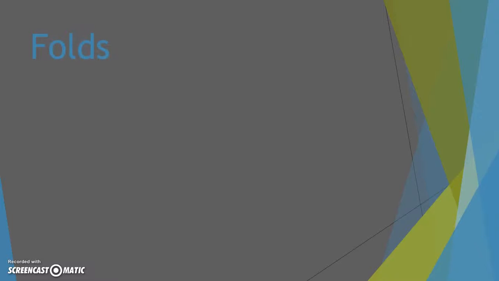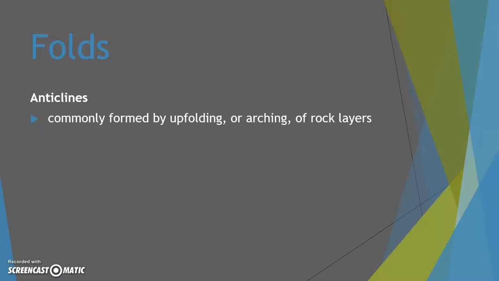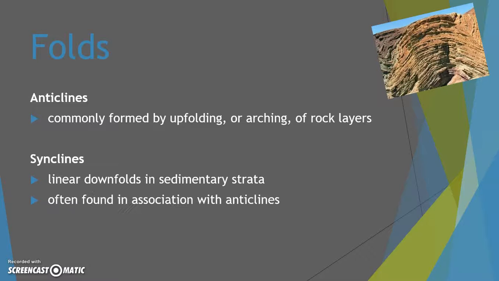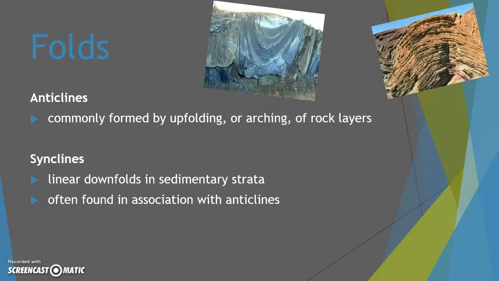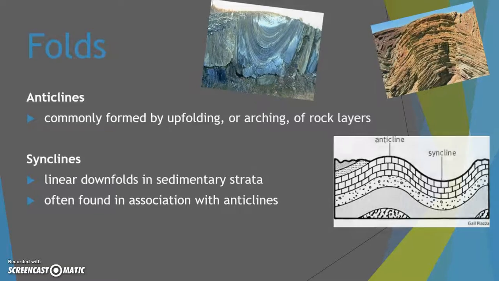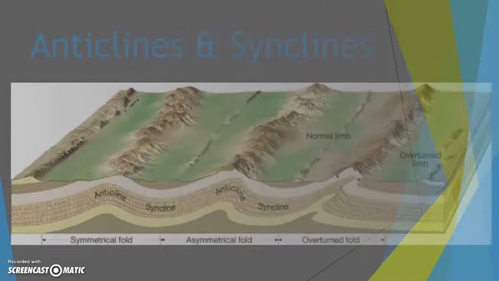We also have folds. So we have anticlines and synclines. The anticline is the upfolding or an arch. So you can see that here. A syncline is the opposite. It's a downfold, and it's often found with anticlines right nearby. And it kind of makes this bowl shape here. So again, anticlines and synclines go together. So where you find one, you will find the other.